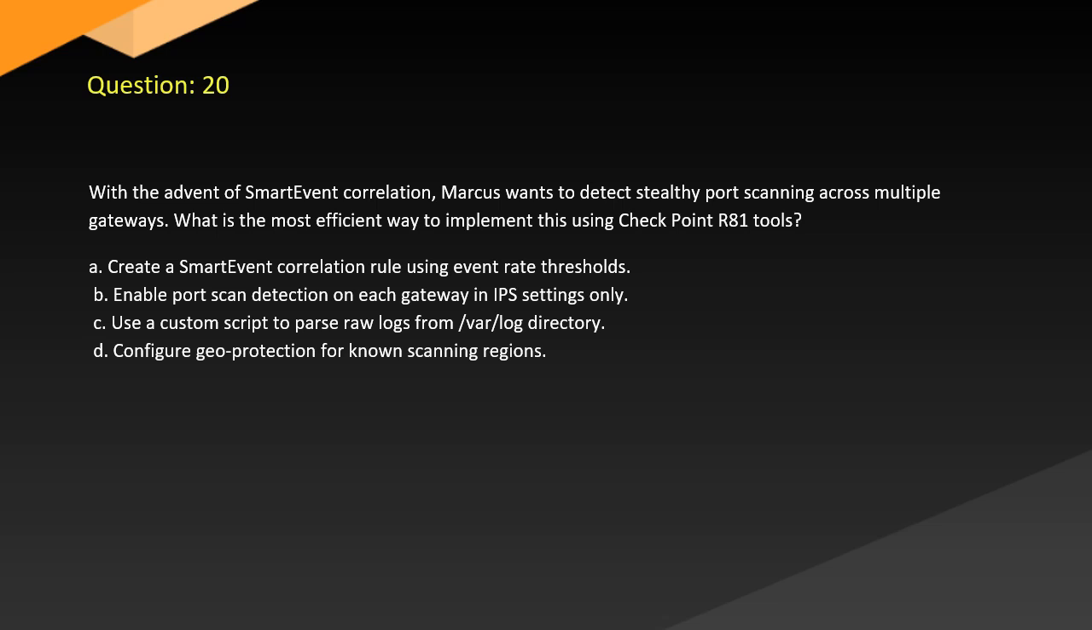Question 20. With the advent of SmartEvent correlation, Marcus wants to detect stealthy port scanning across multiple gateways. What is the most efficient way to implement this using Check Point R tools? A. Create a SmartEvent correlation rule using event rate thresholds. B. Enable port scan detection on each gateway in IPS settings only. C. Use a custom script to parse raw logs from the var/log directory. D. Configure Geo Protection for known scanning regions.